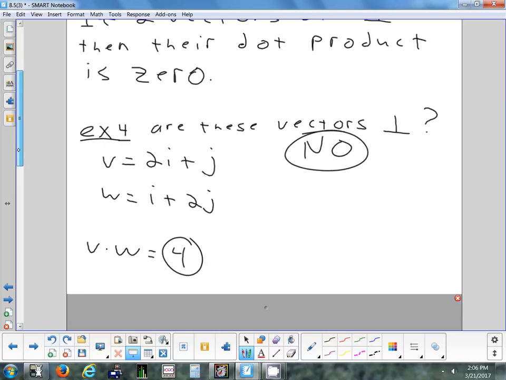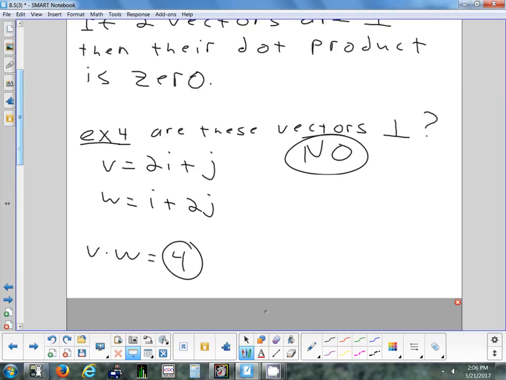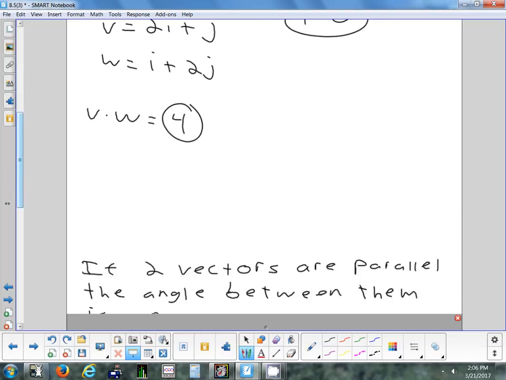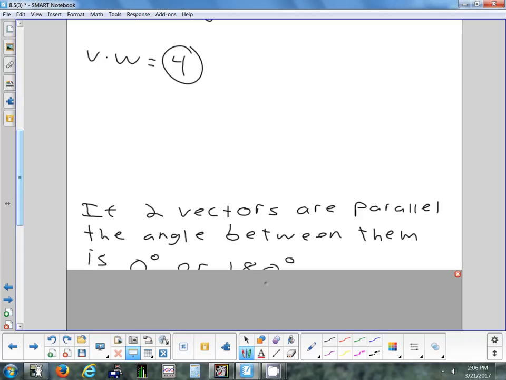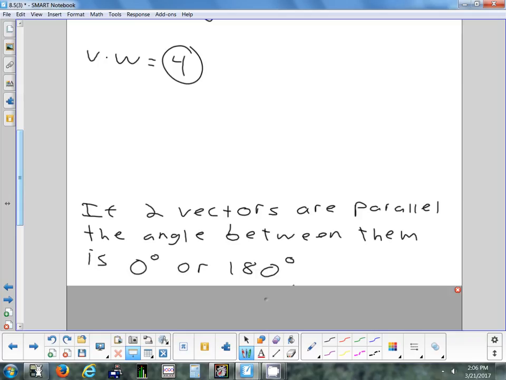Okay, any questions on that one? So we don't know what the angle is, but I can answer the question. No, they're not perpendicular. If two vectors are parallel, as you mentioned earlier, then the angle between them is 0 or 180. This would be considered parallel: two vectors that point in the same direction, and two vectors that point in opposite directions. Both are examples of parallel.